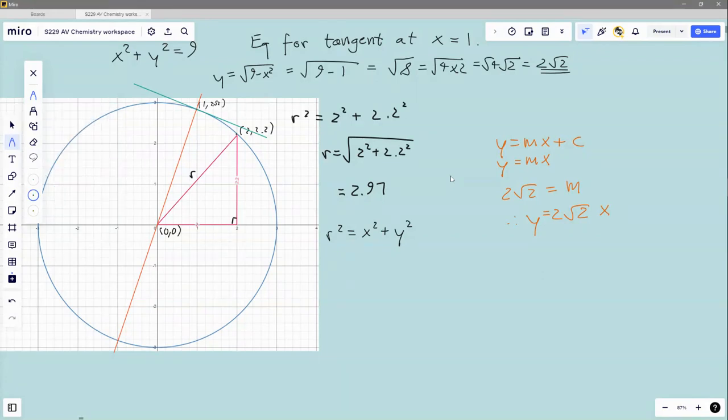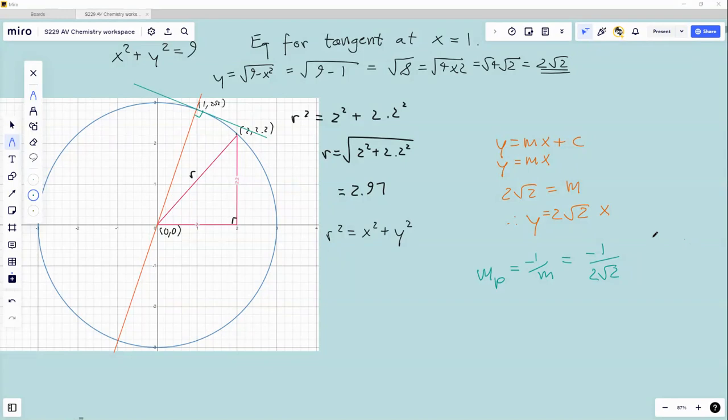We know that it's perpendicular to the orange line. Right, let's not forget it's perpendicular. That's why I talked about perpendicular lines earlier on. So that's the m value for this one. Remember, the gradient for a perpendicular line is the negative reciprocal of the gradient of the original line. So that's going to be -1 over 2 root 2. A little bit of surd practice. Let's try to simplify that surd, shall we?